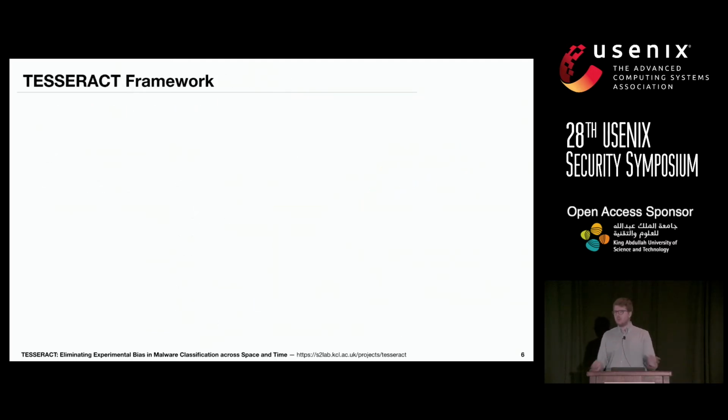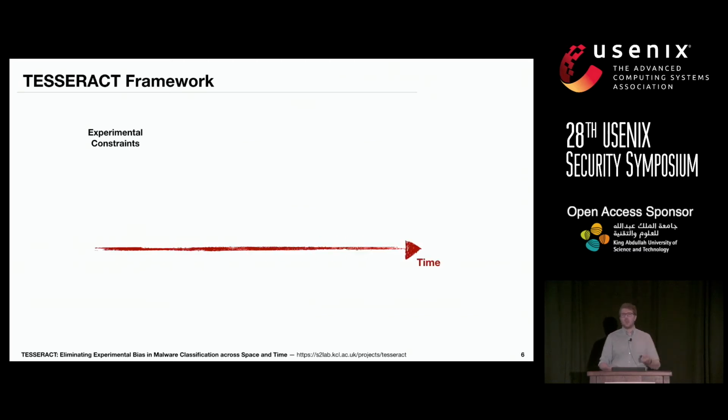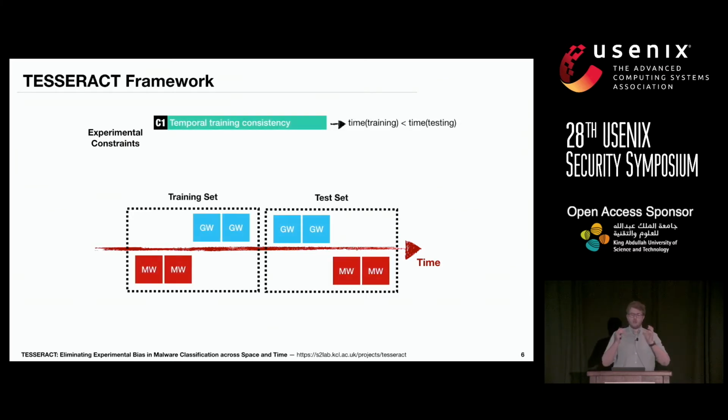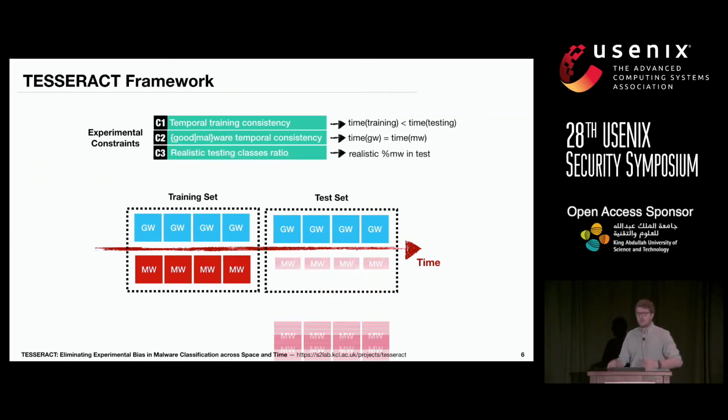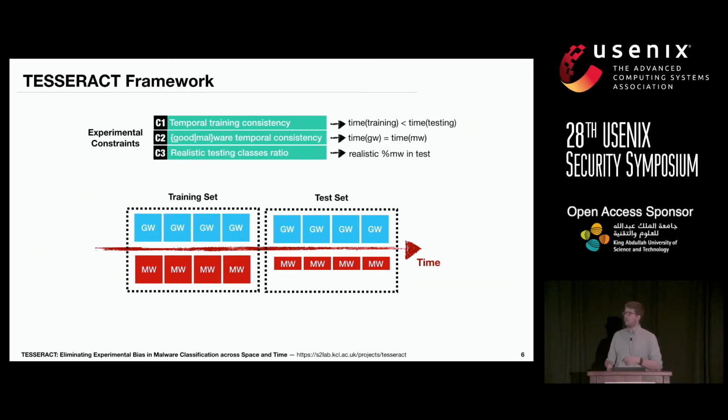To address all these issues, we propose an evaluation framework that we call TESSERACT that enforces experimental constraints to remove these sources of bias. In particular, we have 3 constraints. The first one forces that objects in the training set are older than objects in the testing set. The second constraint enforces that goodware and malware are from the same time period at all times in the evaluations. And the last constraint enforces the realistic percentage of malware in the wild in a particular domain.